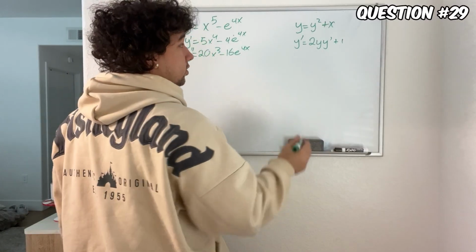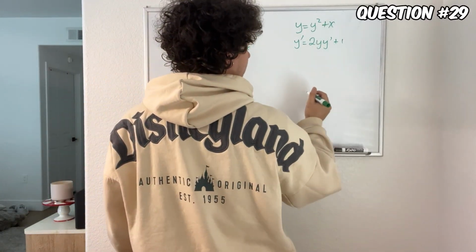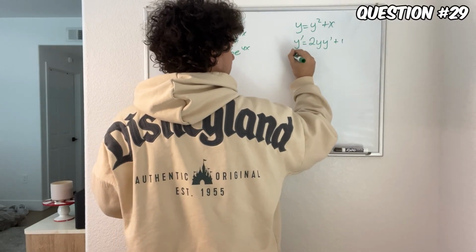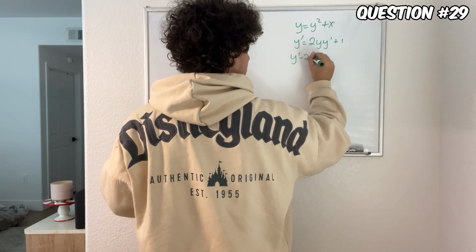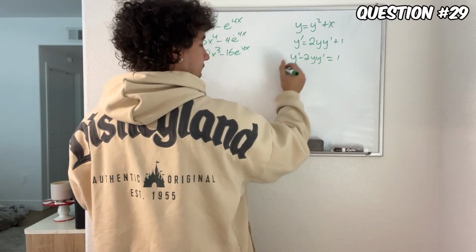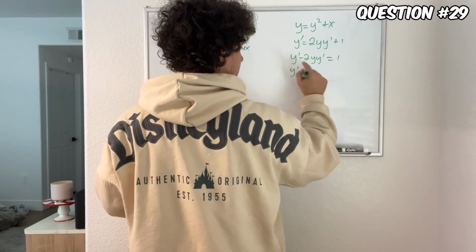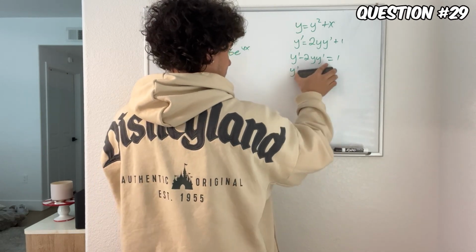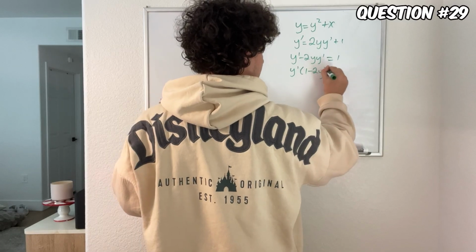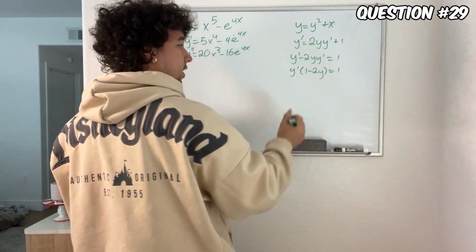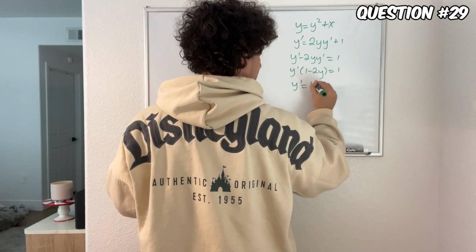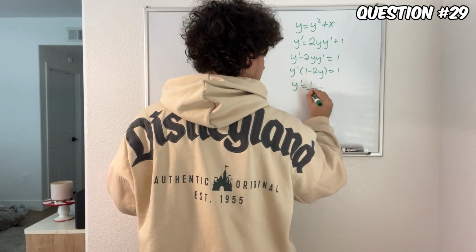Now from here, what I'm going to do is I'm just going to solve back for y prime. Well, actually, let me just subtract 2y, y prime to one side. So y prime minus 2y, y prime equals 1. Then I'm going to factor out y prime, which is going to give me y prime times 1 minus 2y equals 1. I'm going to divide everything by 1 minus 2y, give me y prime equals 1 over 1 minus 2y.